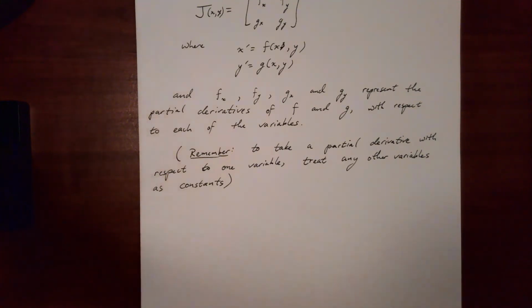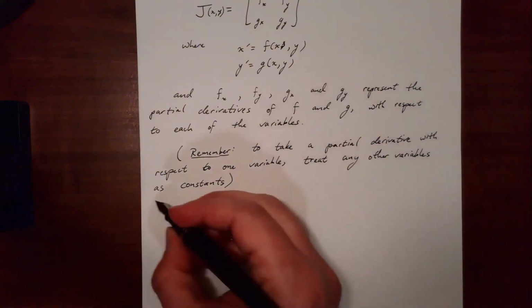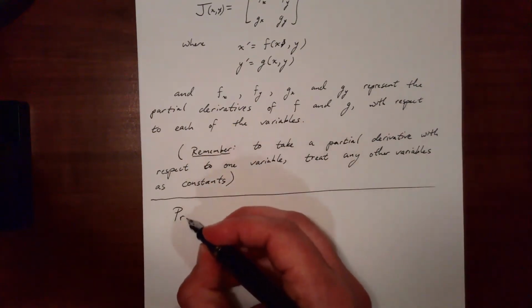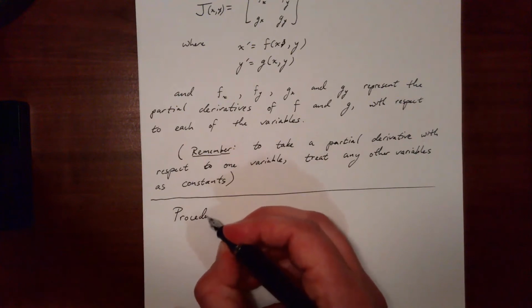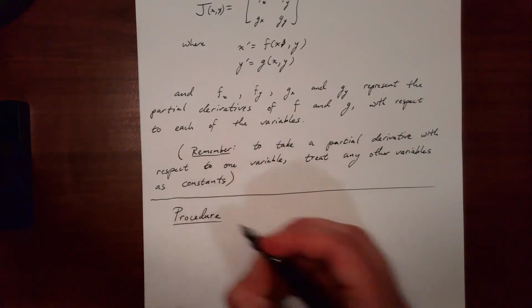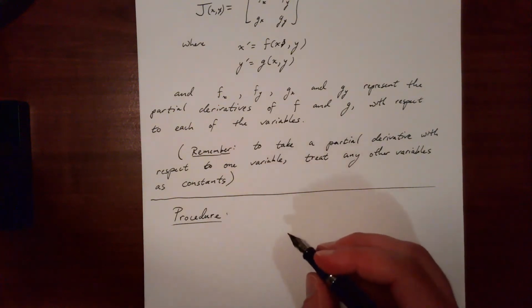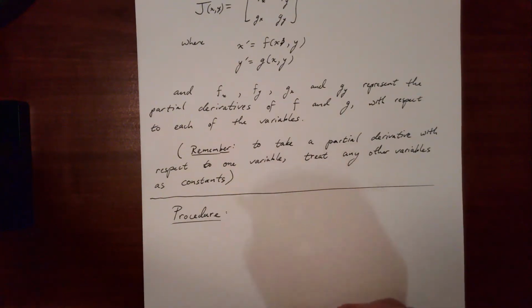But now let's make our formal procedure completely set. So here's our procedure. Step one is to find the equilibrium points.